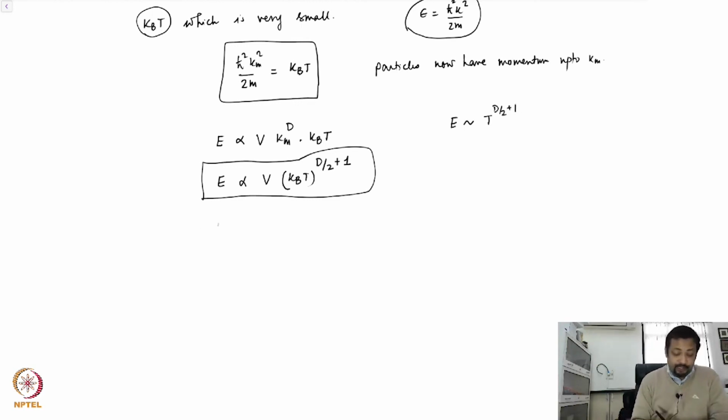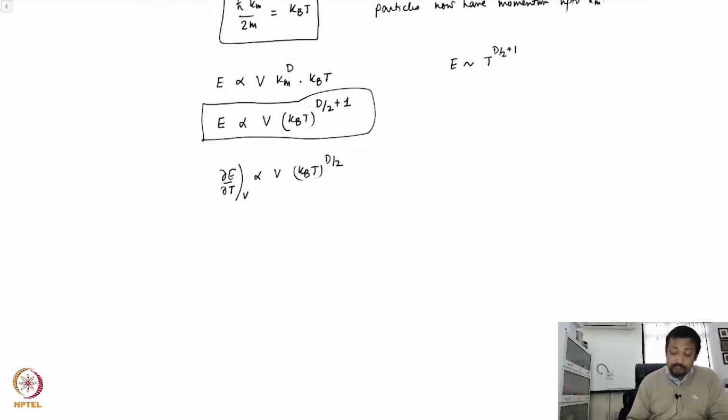Therefore, the specific heat, which is a derivative of this energy with respect to temperature, with volume held constant, will be proportional to kBT raised to the power d by 2. And in 3 dimensions, we have Cv over nkB going as T to the power 3 by 2 when we put d is equal to 3.